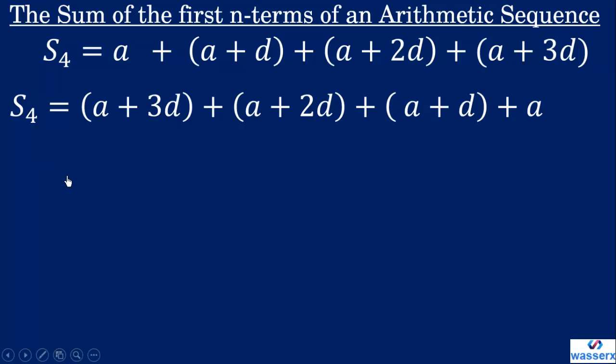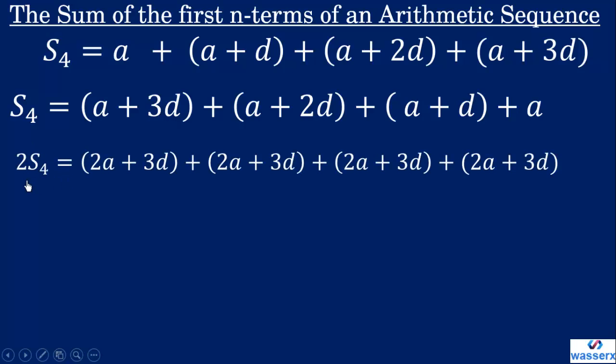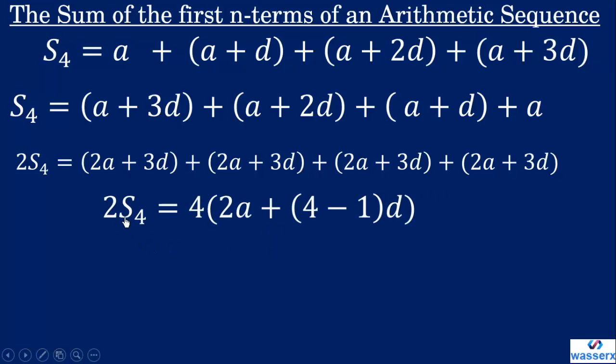So we can add the 2 of them to obtain 2 times the sum of the first 4 terms equal this. You can see that all these are the same and we have 4 of them. 2a plus 3d, we have 4 of the 2a plus 3d's. So we can now simplify to obtain 2 times the sum of the first 4 terms is equal to 4 into brackets 2a plus 4 minus 1 d. 4 minus 1 gives us the 3d. We just wrote everything in terms of 4. So we have written this in terms of 4 minus a certain number.